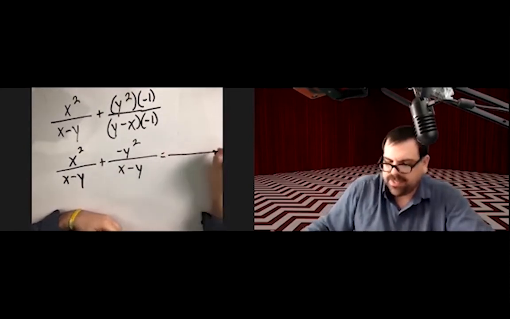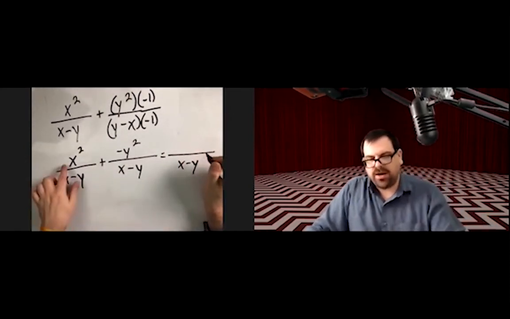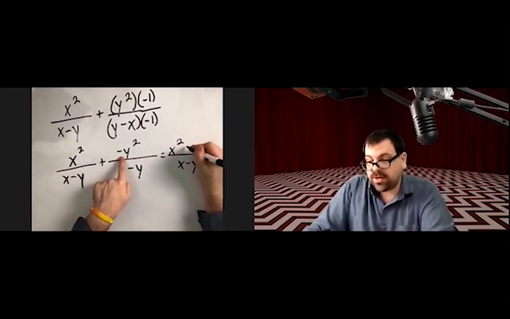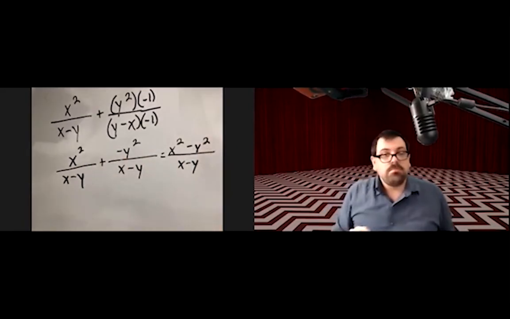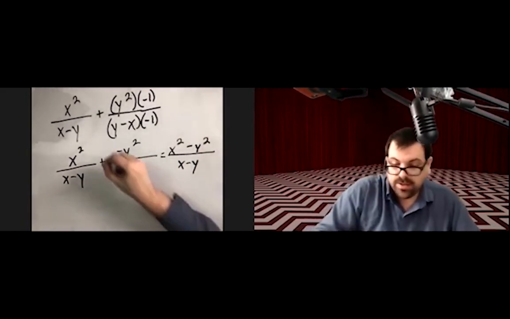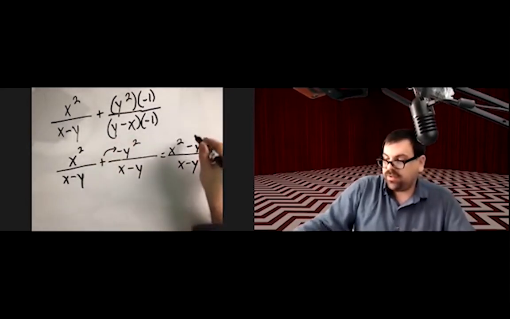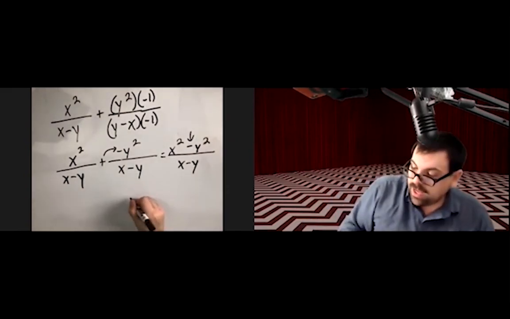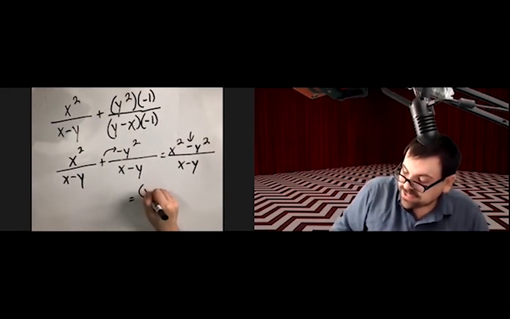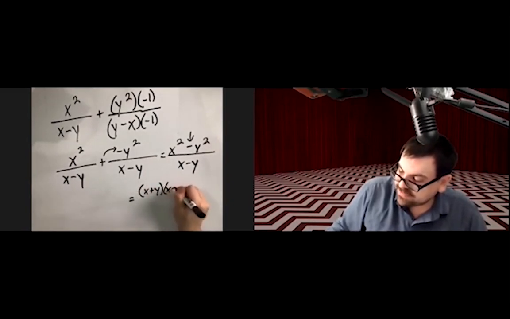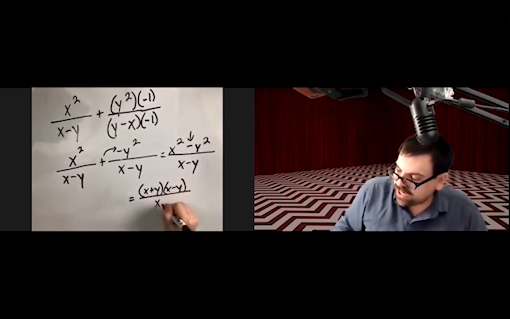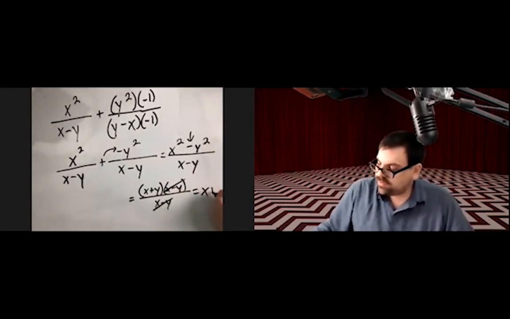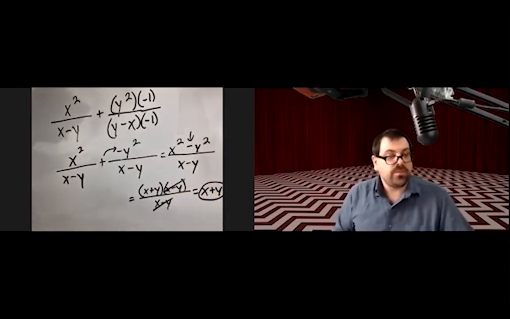We can see what happens. We have x minus y on the bottom, but this would be x squared plus -y squared, which is x squared minus y squared, plus a negative is minus. And we factor, that's a difference of squares, x plus y times x minus y over x minus y. Those cancel. And we're left with x plus y.